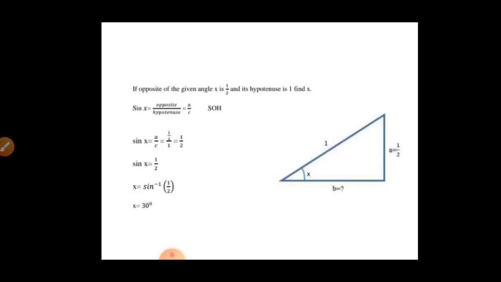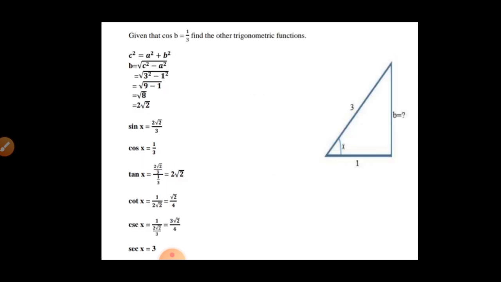Next, if the opposite of the given angle X is 1/2 and its hypotenuse is 1, find X. Follow the formula, sine X is equal to opposite over hypotenuse is equal to A over C. Sine X is equal to 1/2 over 1 is equal to 1/2. X is equal to sine inverse of 1/2. X is equal to 30 degrees.